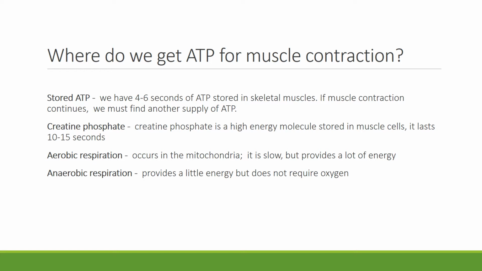Aerobic respiration occurs in the mitochondria. It's slow, but it provides a lot of energy. Anaerobic respiration provides a little energy, but it does not require oxygen.